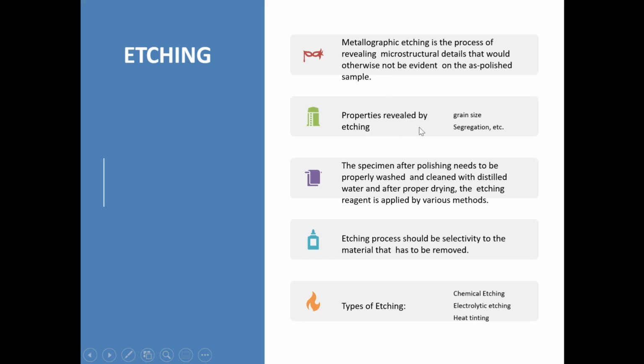Properties revealed by the etching are grain size and segregation. The specimen after polishing needs to be properly washed and cleaned with distilled water. After properly drying, the etching reagent is applied by various methods. Different etching reagents or different types of etching processes can be applied on that dried surface. Etching should act selectively on the material that has to be removed. So the types of etching are chemical etching, electrolytic etching, and heat tinting.